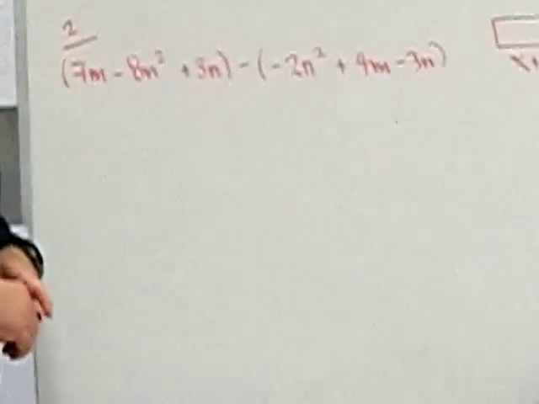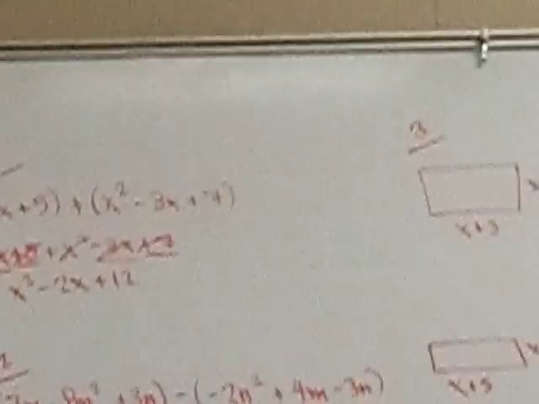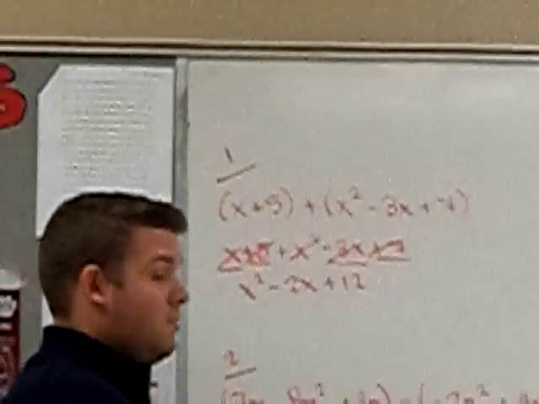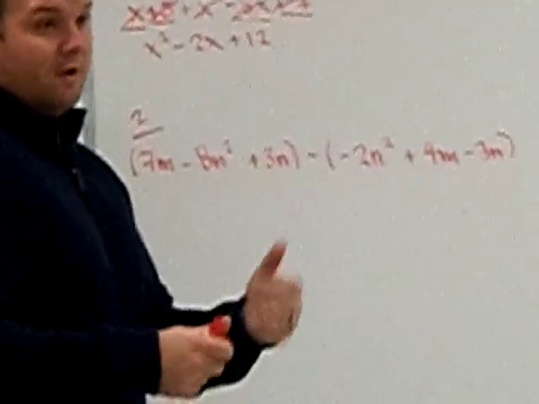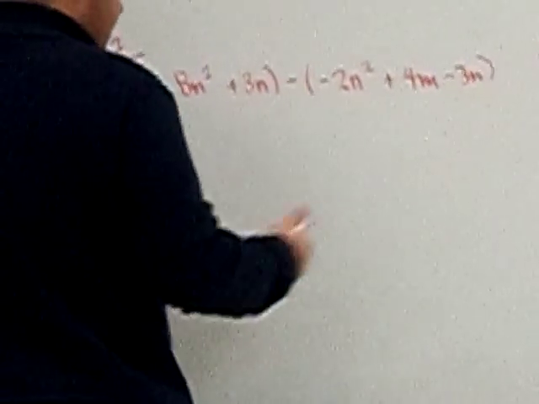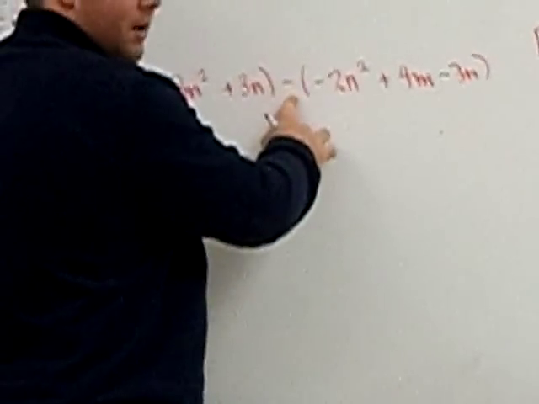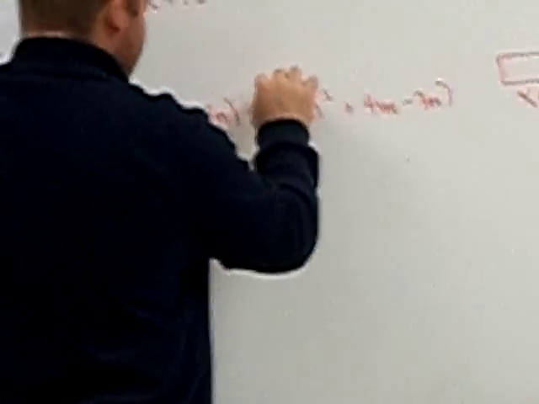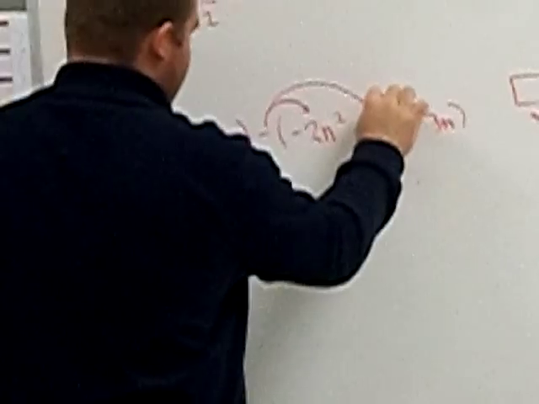Alright, number 2. We have two trinomials we're trying to combine, and we're subtracting them. What's the operation in between the polynomials? We have a subtraction. The first thing we have to do, I'm going to take this negative 1, because essentially this is a negative 1, and I'm going to distribute that negative to every term over here.